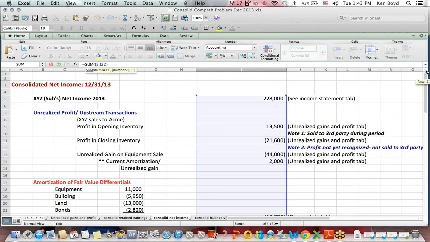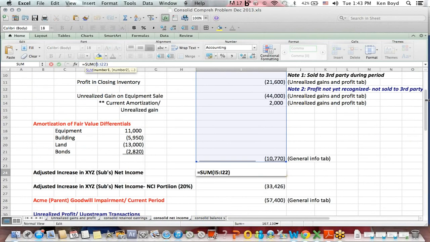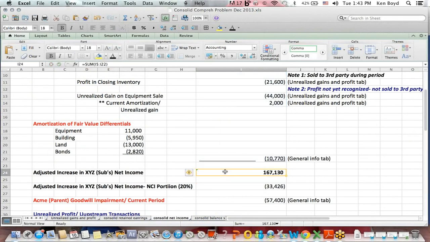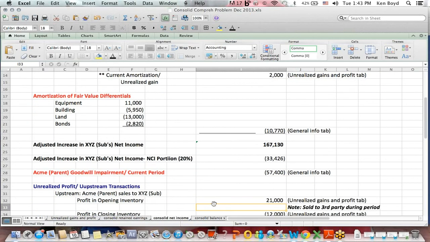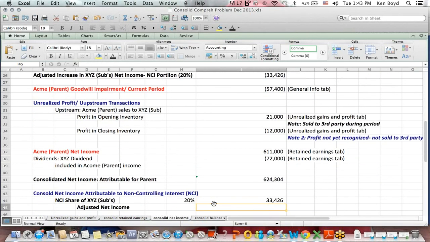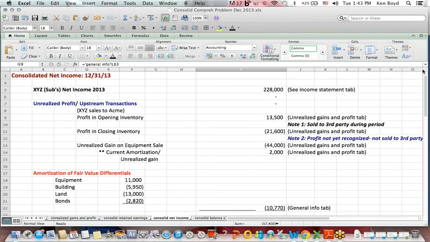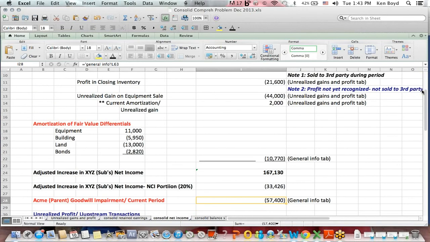So I have adjusted net income, an increase in net income for the period 2013 after the adjustments of 167,130. The non-controlling interest gets 20%. And then I also have to add on the impairment of the goodwill as a deduction as well. So goodwill is impaired, that reduces net income. And we will finish up the rest of the consolidated net income example on our next video.